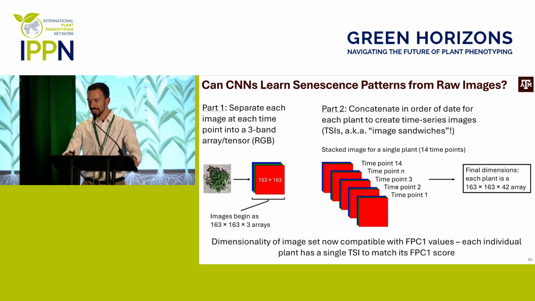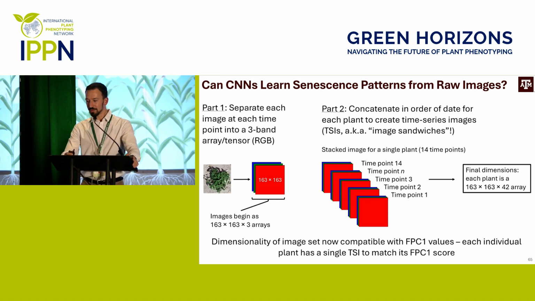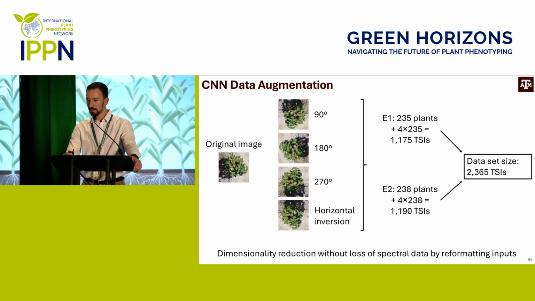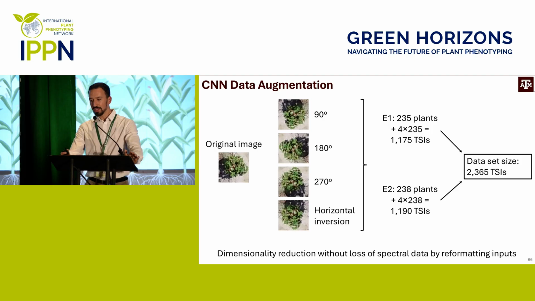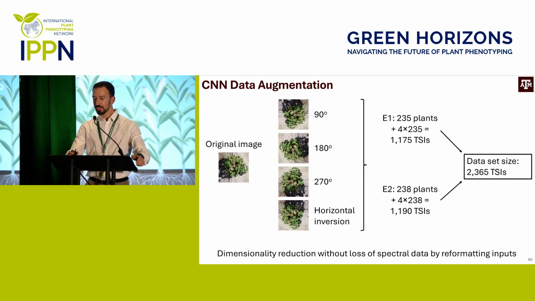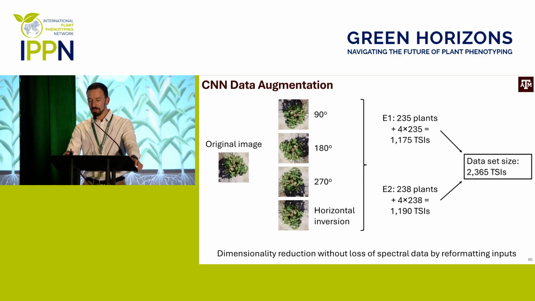So this is the recipe to make the image sandwiches that I promised you. And again, the dimensionality of the image set is compatible with the FPC1 scores because every single plant has a single time series image to match that FPC1 score. And I was very aware that the data set size is not in the millions for this experiment, so I underwent some data augmentation and essentially boosted the data set size to around 2,300 time series images. And I'd like to emphasize that although we've reformatted the input size, we haven't lost any of the spectral data because we've simply increased the depth of each image, but we haven't removed any of the time points.